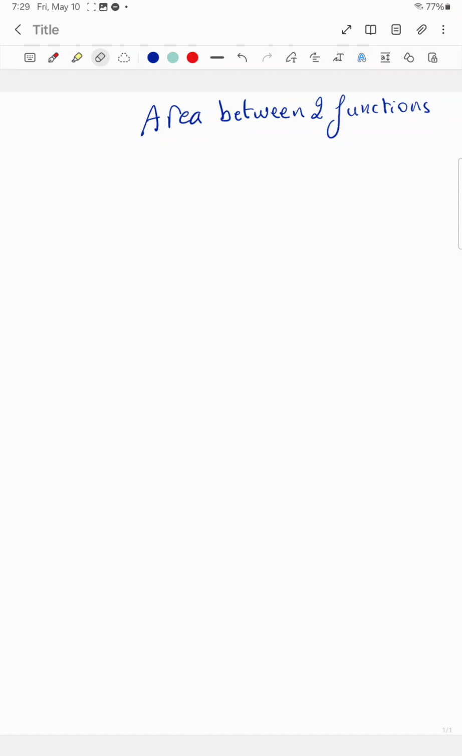In this video, we'll study area between two functions. Let's take the first function y equal to x and the second function y squared is equal to 6 minus x. So here y is equal to plus or minus square root of 6 minus x.